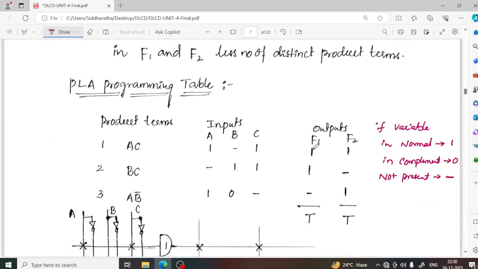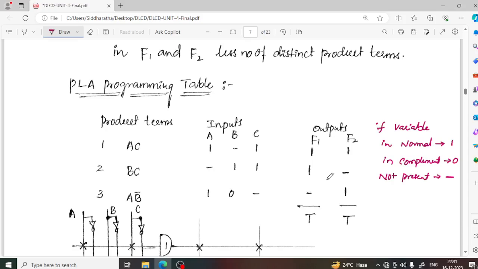F1 covers product 1 and product 2. F1 covers AC and BC. It does not cover AB bar. So if it does not cover, put a dash. If it covers, put a 1. Got the point? Very simple, right? So F1 is one simplified Boolean expression, and F2 is another simplified Boolean expression. We have listed out all distinct products in F1 and F2. Some products are covered by F1, some are covered by F2. If the product is covered by F1, you place 1. If not covered, you place a dash.